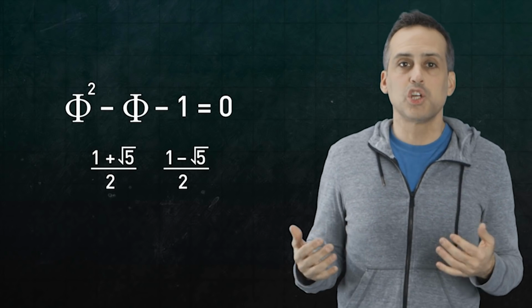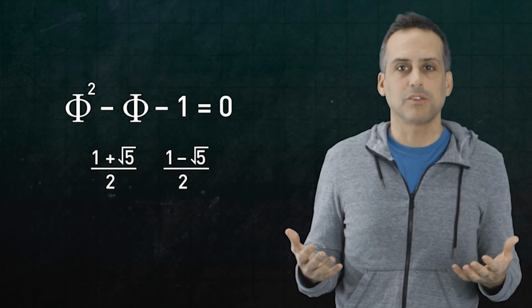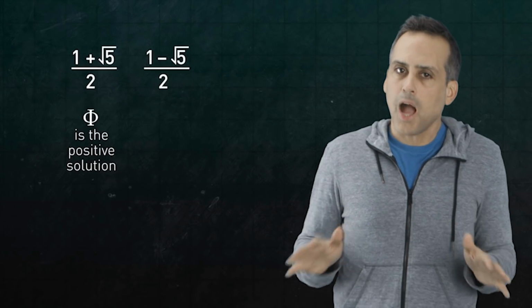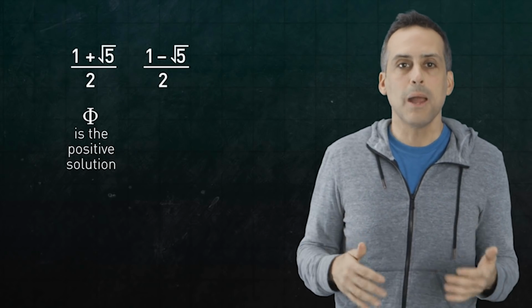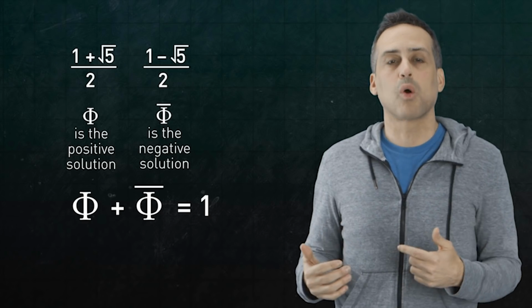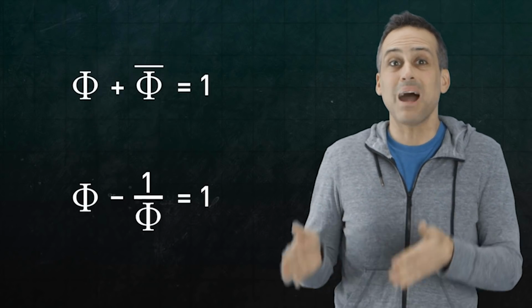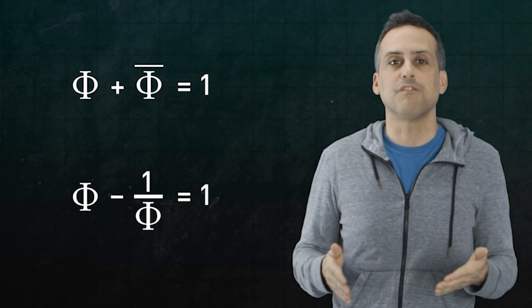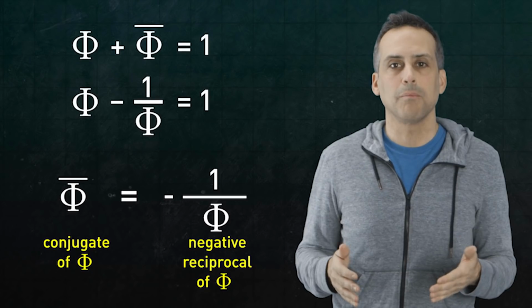Now since phi is the ratio of two lengths, it has to be the positive solution. That's 1 plus the square root of 5 all over 2. But the conjugate solution isn't exactly a throwaway. Notice that phi plus its conjugate equals 1. And going back to our original equation, that phi minus its reciprocal also equals 1. So apparently, the conjugate of phi is the negative reciprocal of phi.